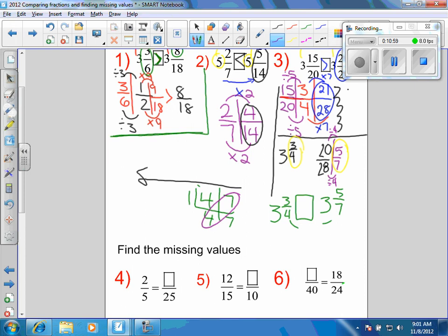So it's like an extra step, but it gets you to the right place. Mark, you should be following along with these. You've got this one correct?